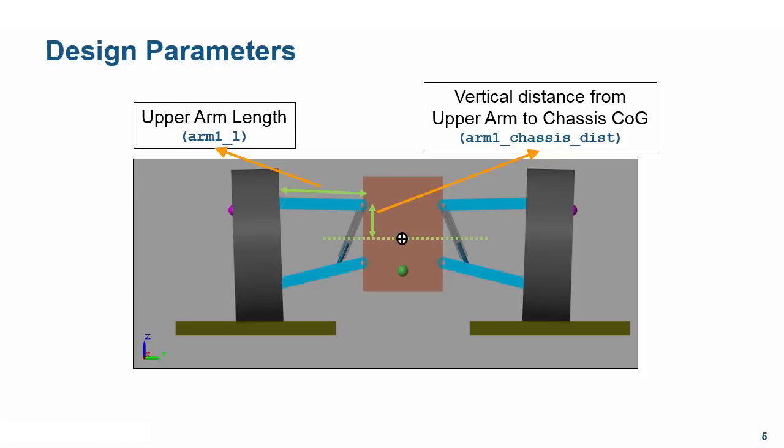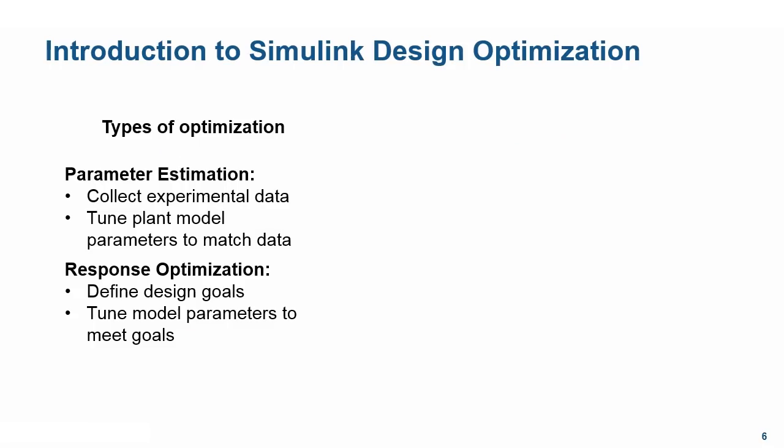Next, we need to set up the optimization problem using Simulink Design Optimization. There are two types of optimization-based techniques, both of which use Simulink Design Optimization. Parameter estimation. Here, we use experimental data to fit model parameters. The goal is to improve our design such that the simulation is more likely to match the data provided.